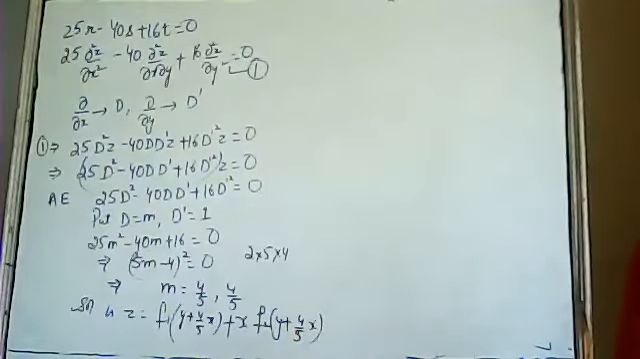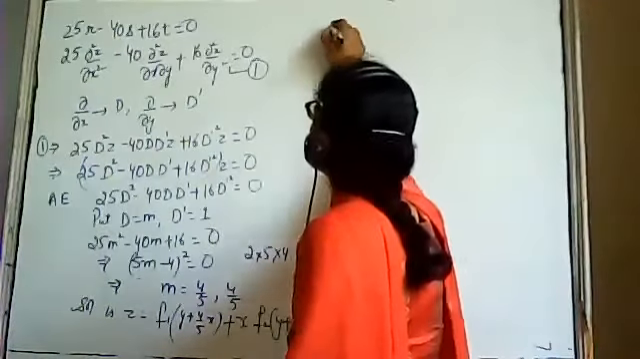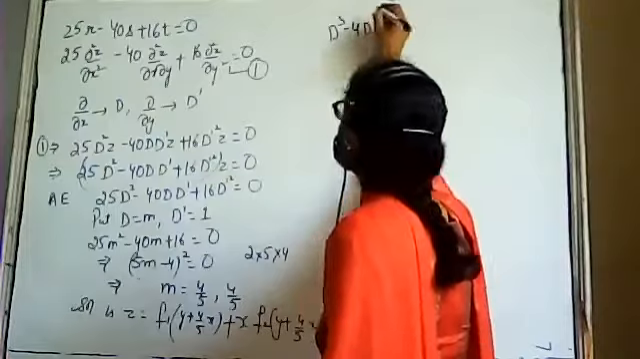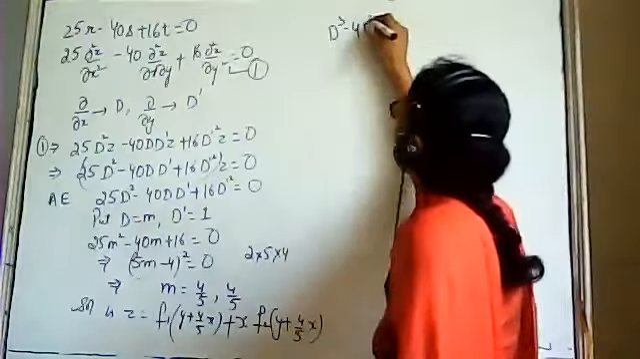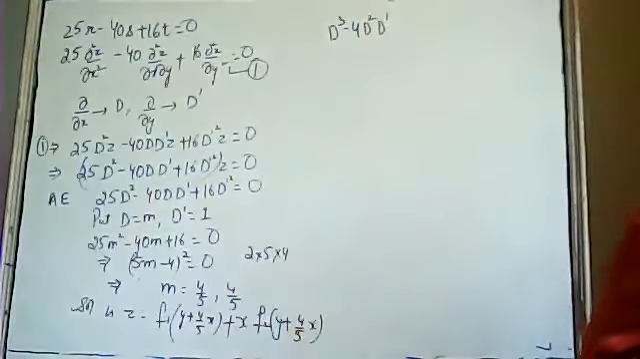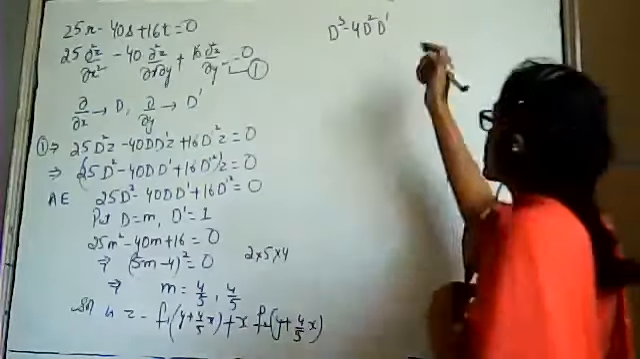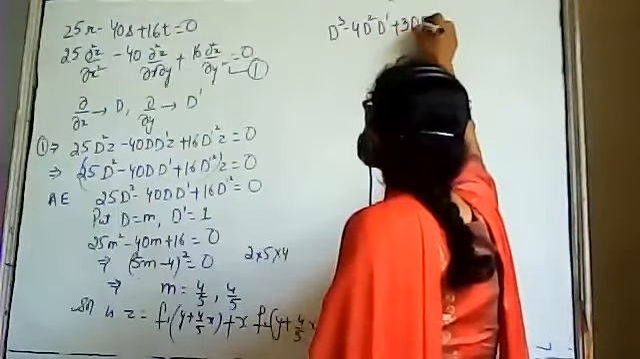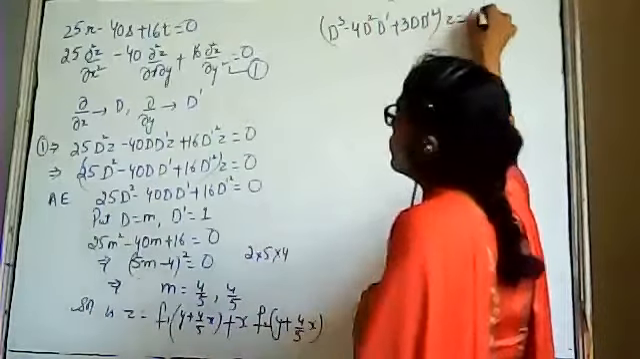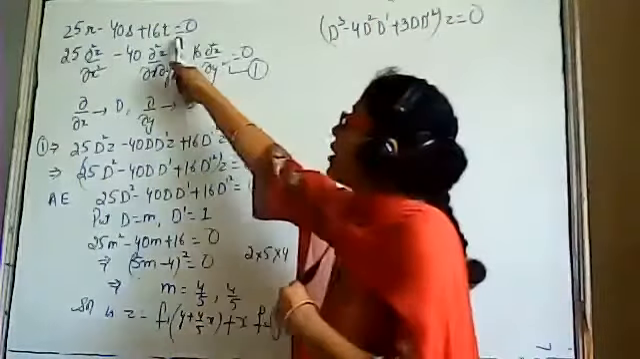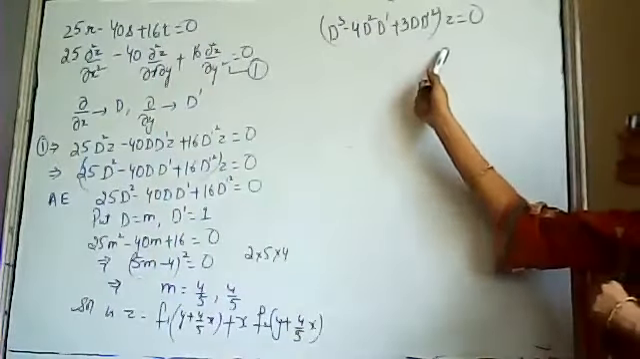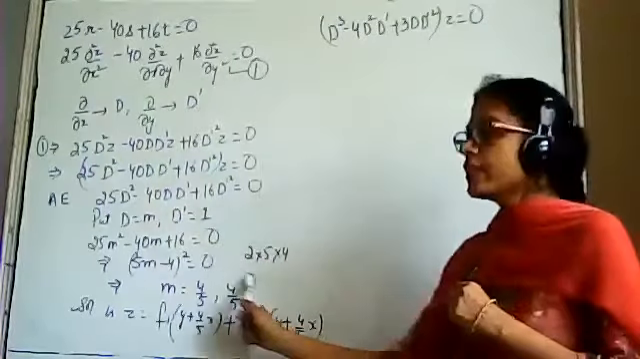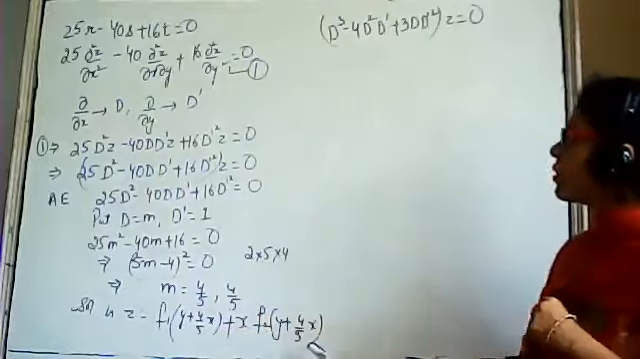One more question on this topic. Solve (D³ - 4D²D' + 3DD'²)z = 0. Kindly note, we are doing the questions in which the right hand side is equal to 0. If the right hand side is 0, we will get only one solution, that is the complementary function. Only one solution will be there.